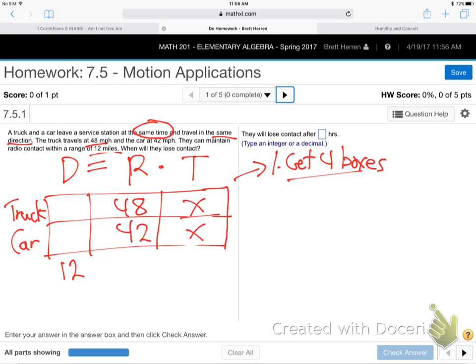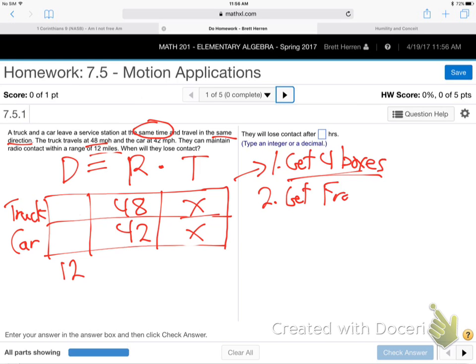They're the same, so they're the same letter. It's not X and Y. They're X and X. They're the same letter because they said the times are the same. But I don't know what the times are. So use a variable. Use an unknown. Use X. Does that make sense? They're both X. So now I've got my 4 boxes. That's the first step.